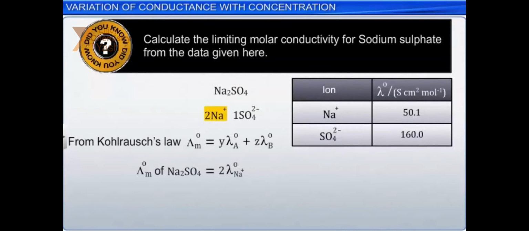Substituting the values from the table, we get the limiting molar conductivity of sodium sulfate as 260.2 Siemens centimeter square per mole.